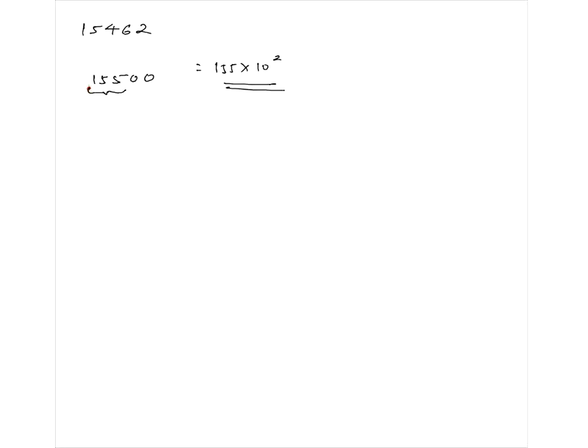Now try this one, 14.745. Again, 3 significant figures. After 7 it is 4, less than 5, so it will be 7 only. 14.7. That would be the correct answer.